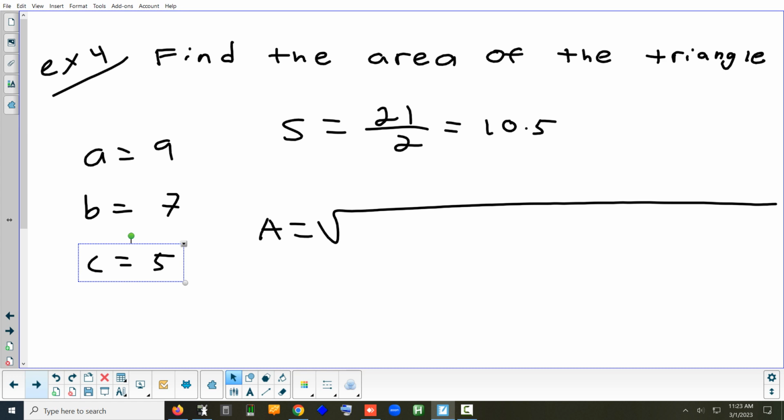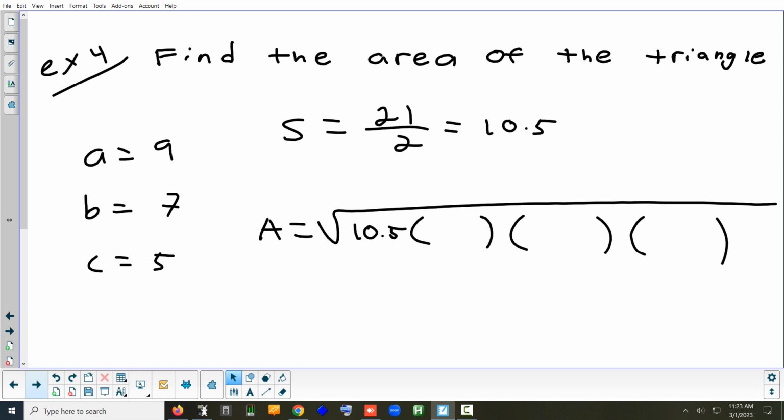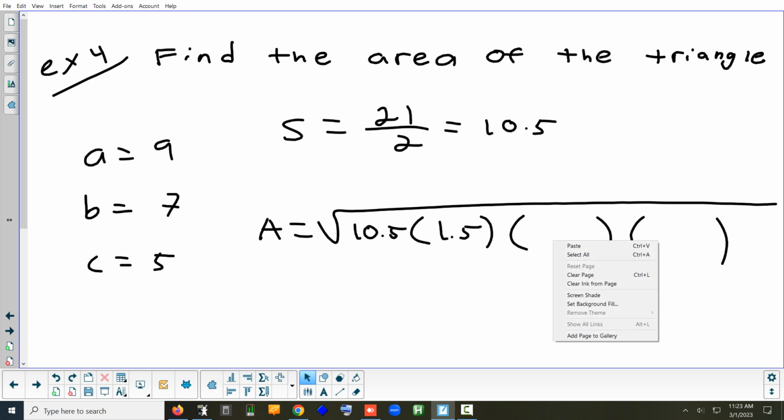Okay, what comes first in the formula? 10.5 times, and what are we going to put next? 10.5 minus 9. So 10.5 minus 9, which gives me 1.5. What's going to go next? 3.5. Yep, 10.5 minus 7, that's 3.5. And Layla, what's going to go last?